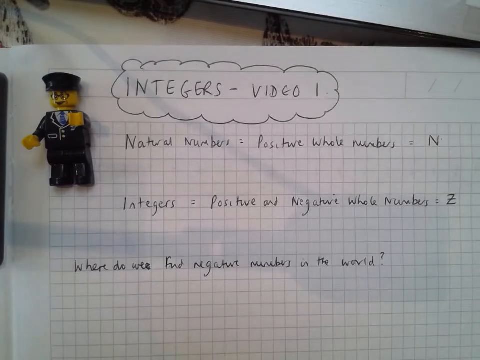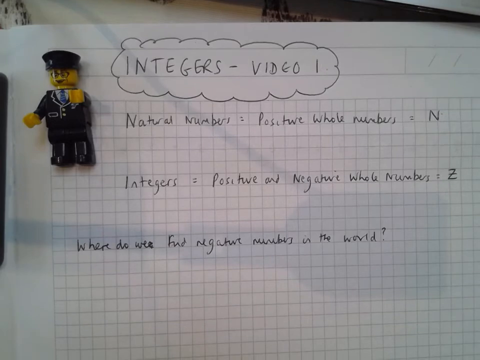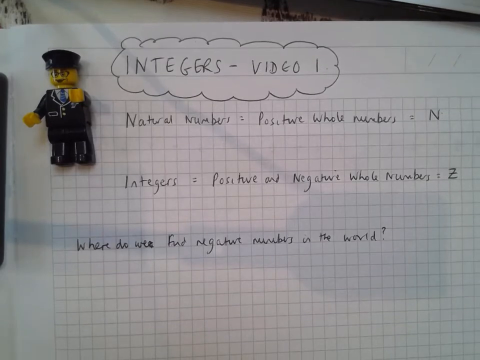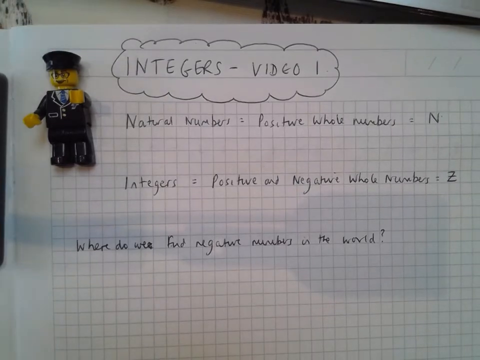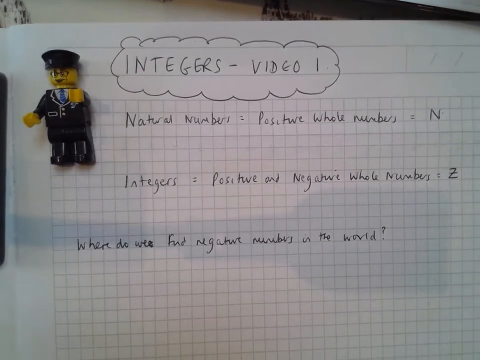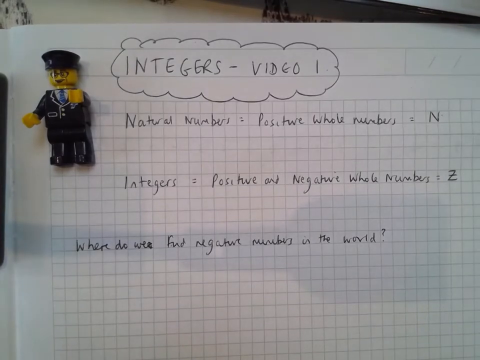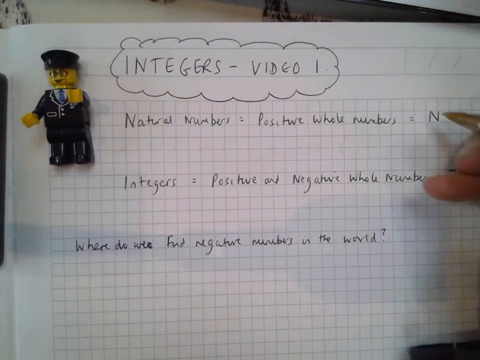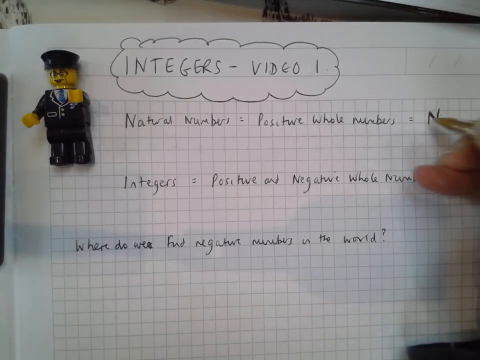So to start off with, when you were in junior infants, you learned how to count. And you learned how to count with positive whole numbers. So even before junior infants, when you were in kindergarten or preschool or whatever, you learned how to count with whole numbers. 1, 2, 3, 4, 5, 6, 7. And you'd count everything as you went along. And we've talked already this year about natural numbers or positive whole numbers. And they have the symbol N. So when it comes to talking about natural numbers, we use the symbol N.